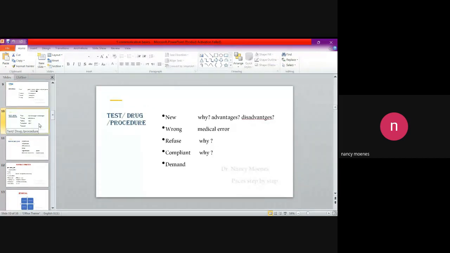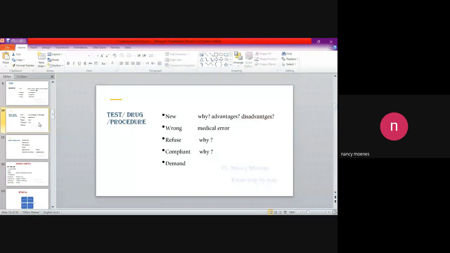The other issue is what you may give after you diagnose the patient. You may ask about tests. If you're still uncertain, you need another test. Or you may give him drug medications, or you may need to do a procedure for him. So how do I deal with this? How do I deal with new medications, new procedures, new tests, or if I give him wrong medication or wrong procedures?